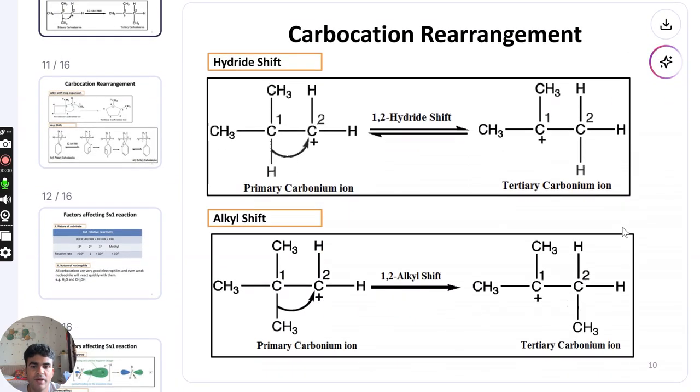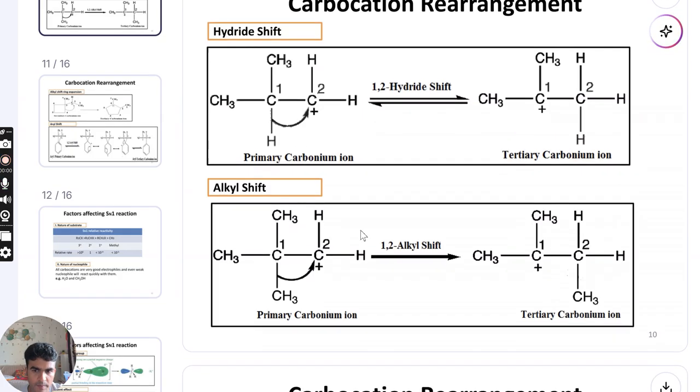Now carbocation rearrangement can happen in the intermediate stage because, as you can see here, if a hydride shift takes place in a 1 degree carbocation, then it will form a 3 degree carbocation, which is far better stabilized than before. So it is very desirable that a 1,2 hydride shift will take place from this type of carbocation.